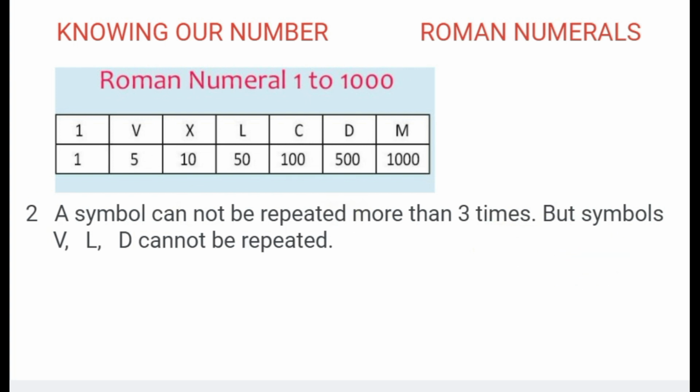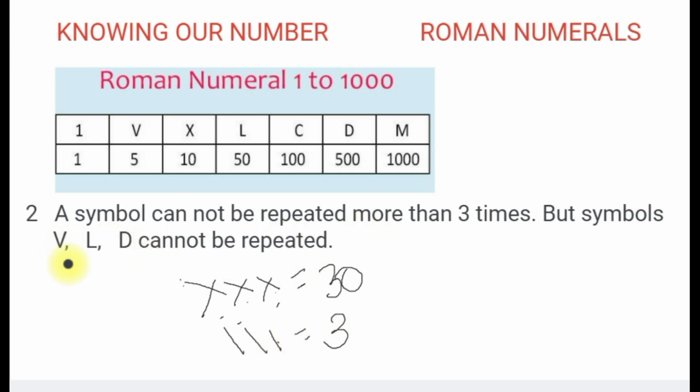The next rule is that a symbol cannot be repeated more than 3 times. So if we repeat any symbol, we cannot repeat it more than 3 times. So we can write X, X, X, 10 plus 10 plus 10, 30. We cannot repeat this symbol more than 3 times. In the same way, I, I, I. We can repeat the symbol only 3 times.